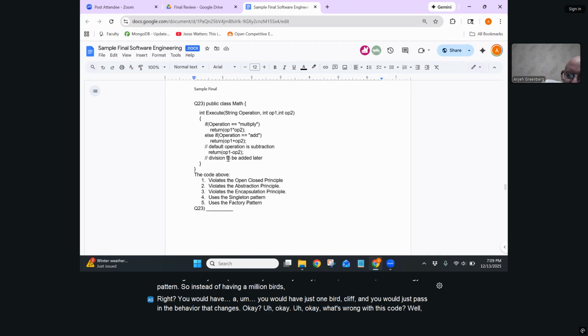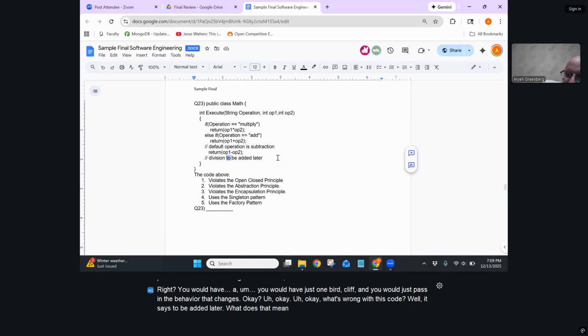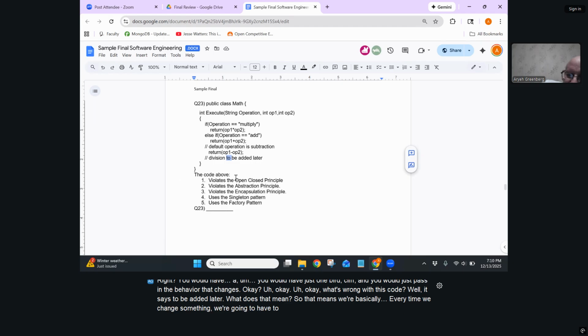Well, it says to be added later. What does that mean? It means every time we change something, we're going to have to keep on changing the code, so it violates the open-closed principle. Okay?